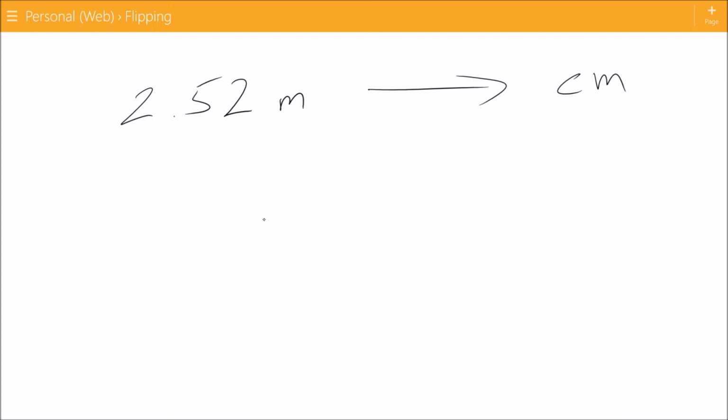Now, let's say we need to convert from 2.52 meters to centimeters. Very easy, you say. I'm just going to multiply 2.52 times 100, and there I go. I've got 252 centimeters all done. Yes, in this particular case that works just fine and dandy.